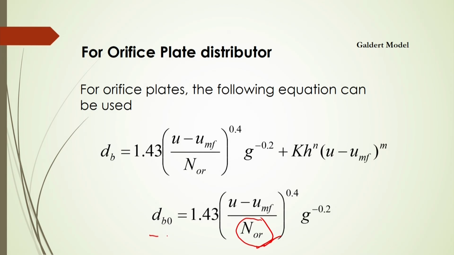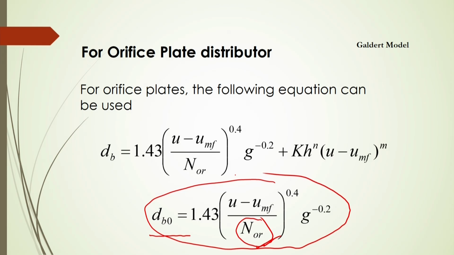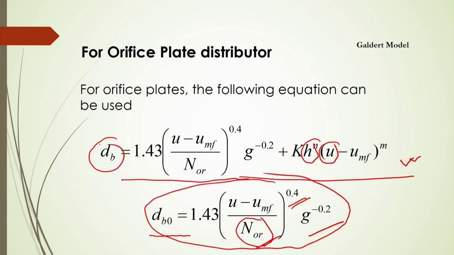So, dB0 here, the initial bubble diameter for this orifice plate distributor, can again be calculated from this correlation here: 1.43 into (u minus UMF) by NOR, to the power 0.4, into g to the power minus 0.2. And then if you substitute this dB0, that means the initial bubble diameter, in this equation, then again you can calculate dB at a certain height and at a certain gas velocity that governs the fluidized bed. Then what should be the bubble diameter inside the bed for this orifice plate distributor.